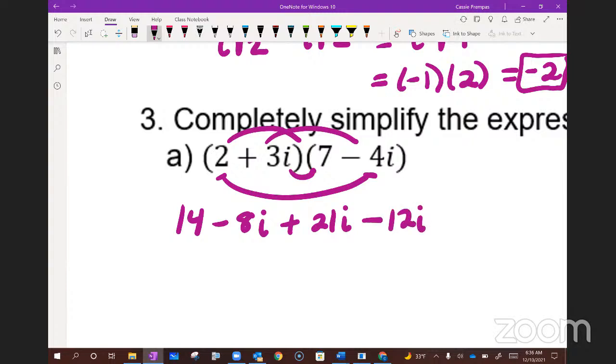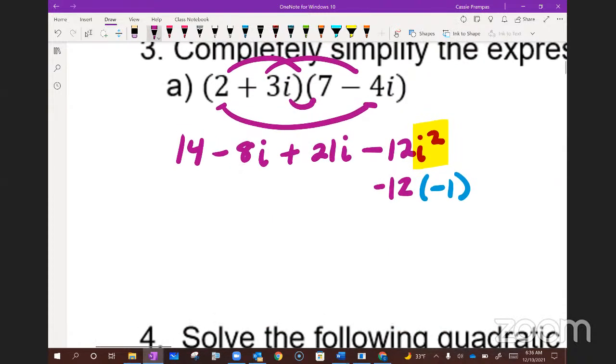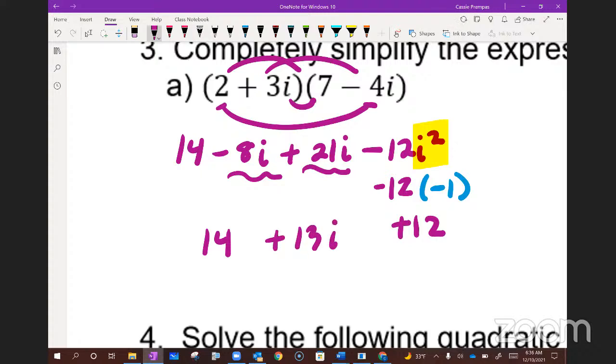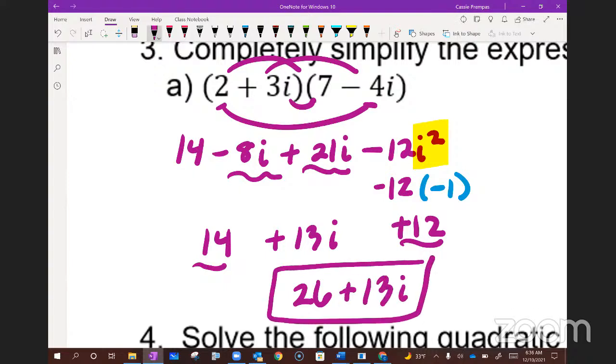i times i is i squared. And hopefully you're like, i squared, I know that I need to do something with that. You do. You need to replace it with negative 1. So we have negative 12 times negative 1, which will create a positive 12. So right now I have 14. These middle two guys I can combine. Negative 8i plus 21i would give me 13i. And then lastly, I can take 14 and 12 and combine those to 26. And so my answer is 26 plus 13i.